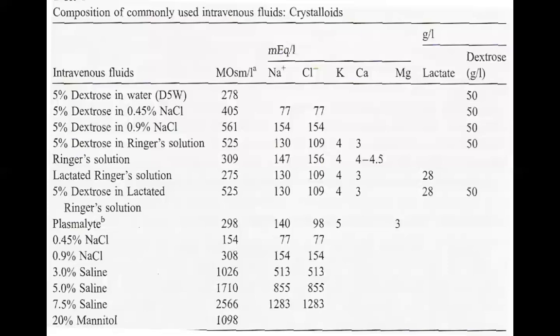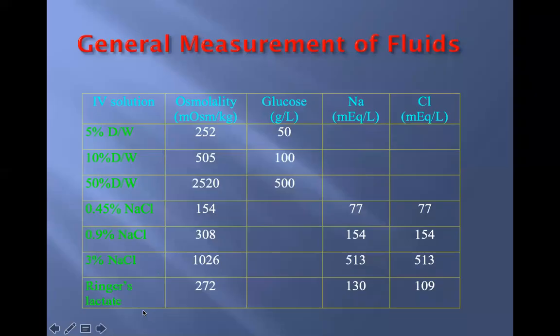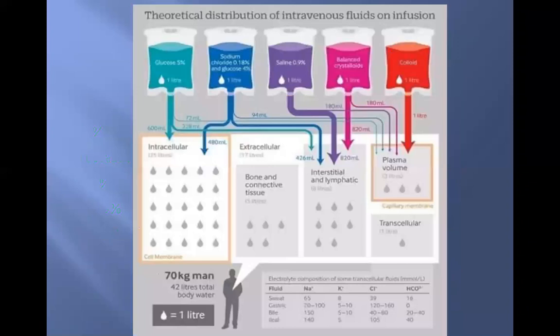This table contains the main constituents of different types of crystalloid solutions. And here also different types of fluid with the osmolarity, glucose, sodium, and chloride constituents. And this is the distribution of fluid in the different compartments after the infusion.